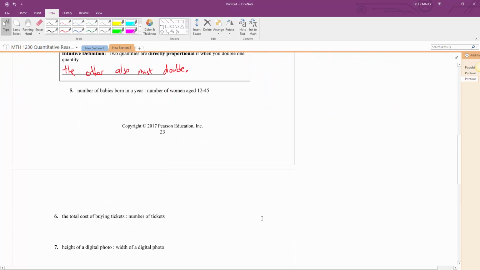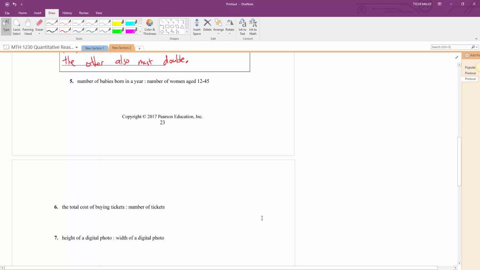Good. Alright, so number 5 is comparing the number of babies born in a year compared to the number of women aged 12 to 45. Right? So if I double the number of babies born in a specific year, would I expect to have double the amount of women aged 12 to 45? So in other words, what we're almost thinking of is that women aged 12 to 45 are the typical age for childbearing. So will women continue to have the same number of babies? We're trying to see if that's proportional. And if you think about this for a minute, that's going to be no, right?